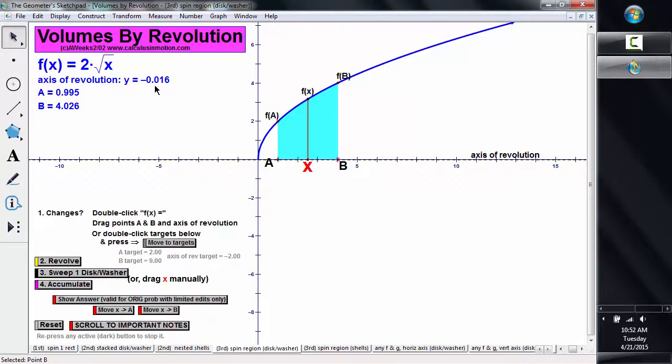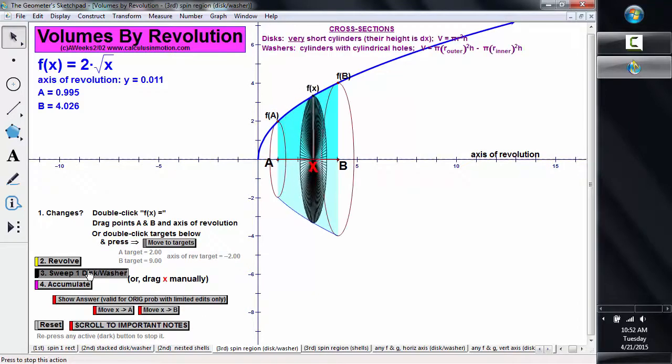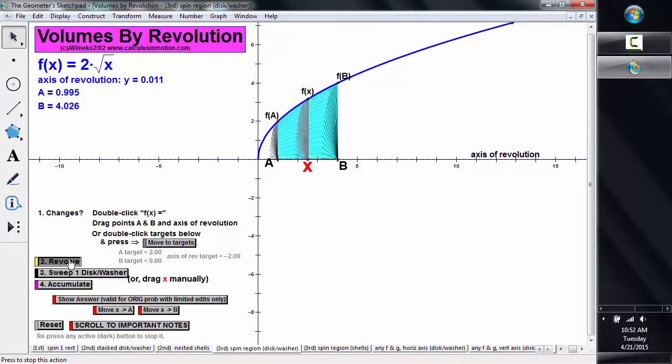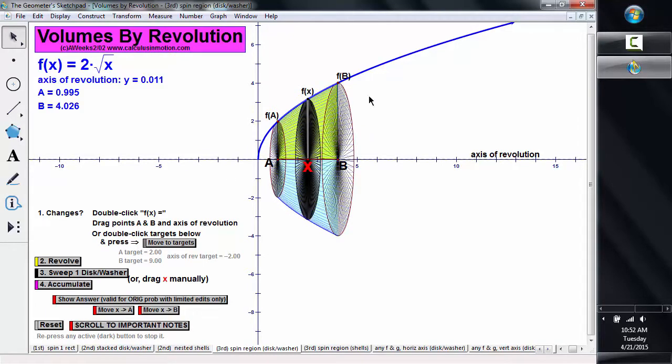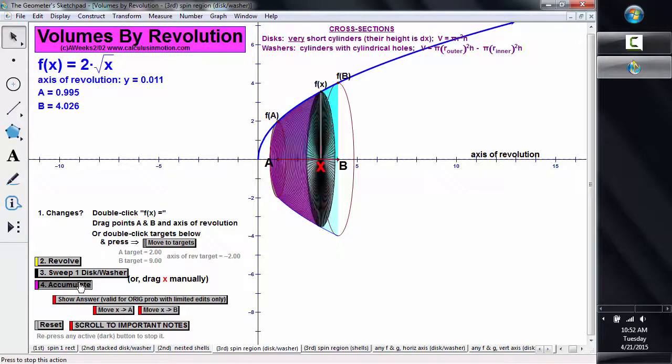Now this is as close as I could get to y equals 0, but it's basically just to give you an idea of the picture. If I revolve this around the x-axis, you can see that we have a solid disk in the shape of a circle, but it does have a width, and the width is where the dx comes in. And if you think about it, it's all these disks being added together to make this solid.